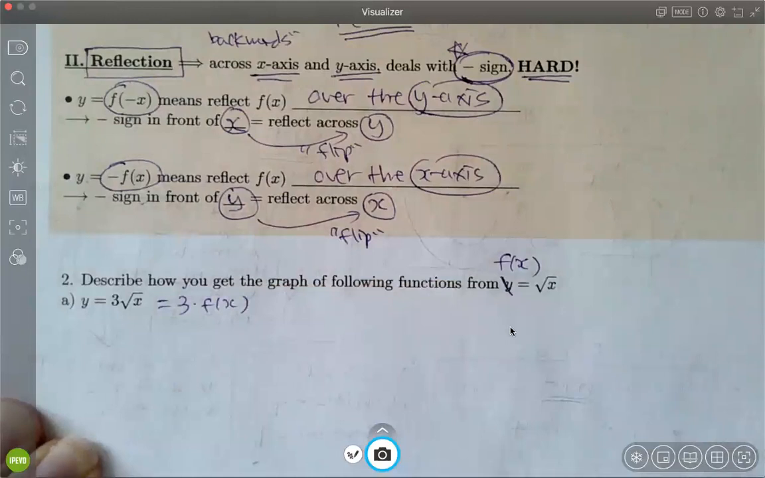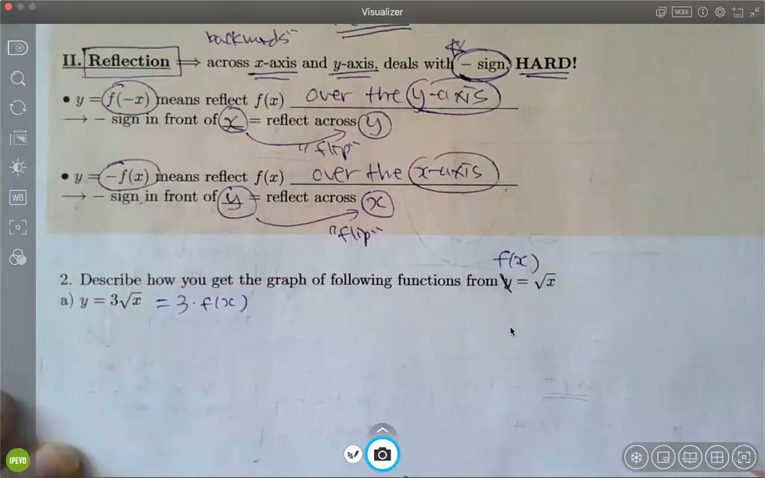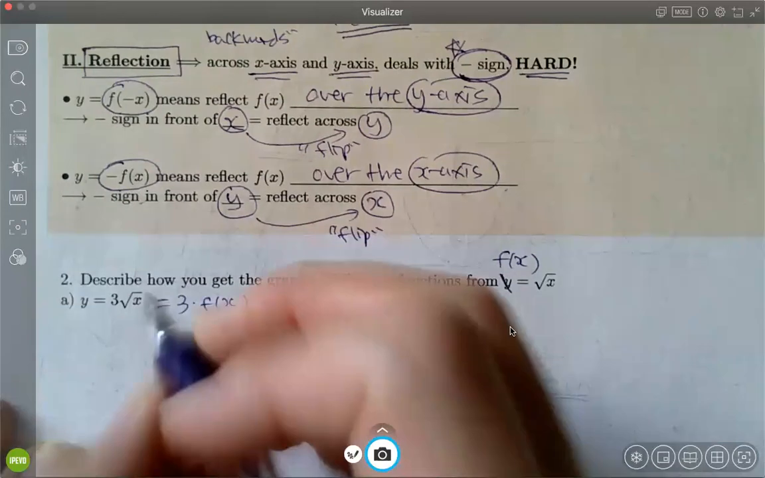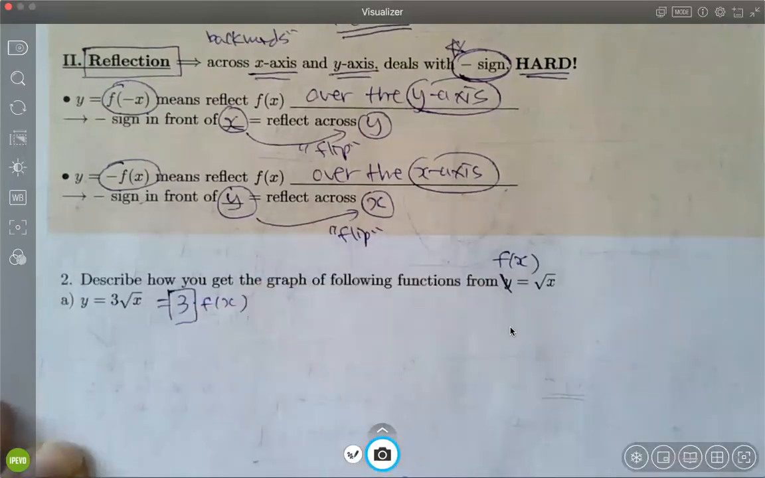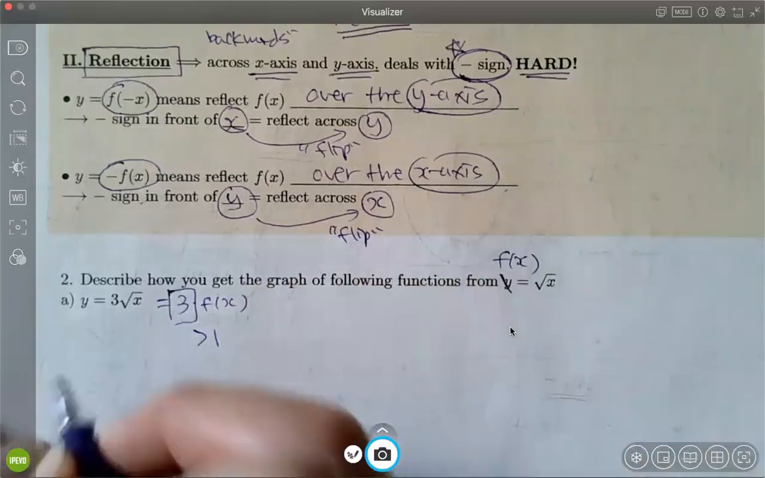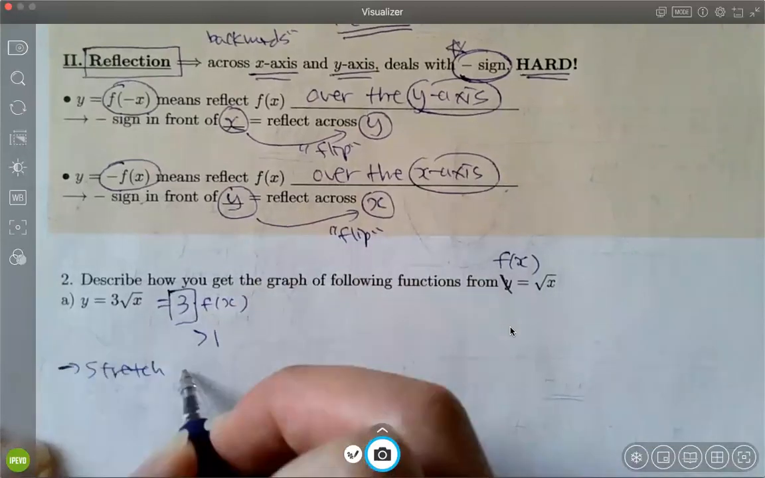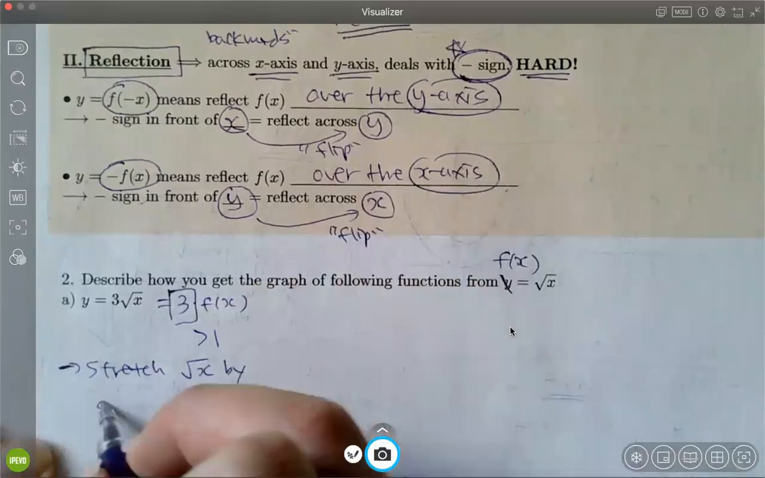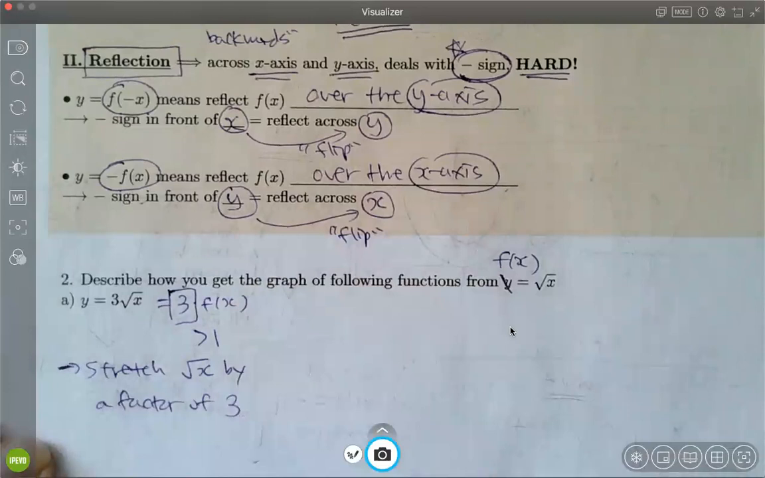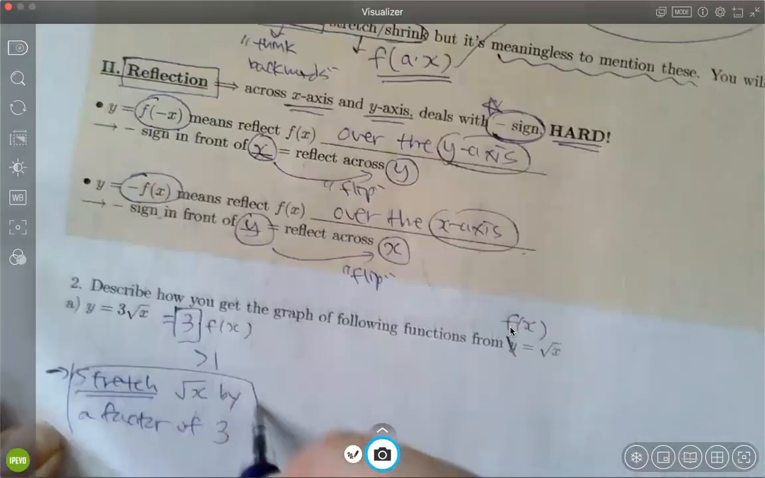Okay, so now, what does this mean? The vertical stretch or shrink, or horizontal stretch or shrink? Vertical, right? And is it stretch or shrink? Stretch. That's the stretch, right? And what's the reason? That's the number in front of the function, and it's greater than 1, right? Okay, so this one is a stretch of square root of x by a factor of 3.